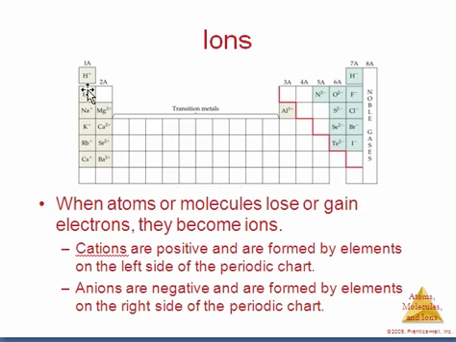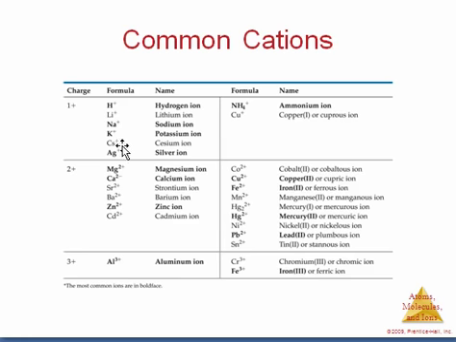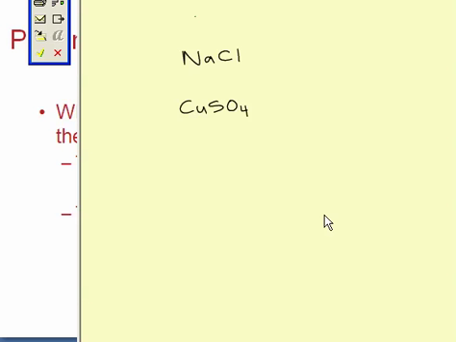And to help you remember, alkali metals, alkaline earth metals, and aluminum always have the same charge, and silver, zinc, and cadmium always have the same charge. All other metals are going to have more than one charge available to them, and we have to indicate what that charge is by a Roman numeral. So let's look at an example.